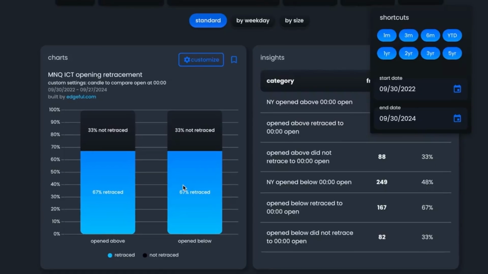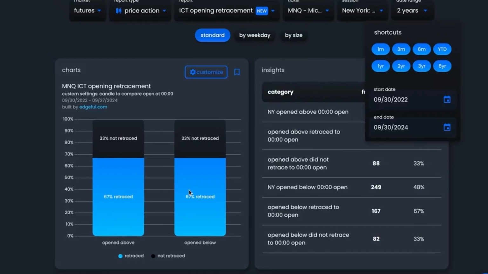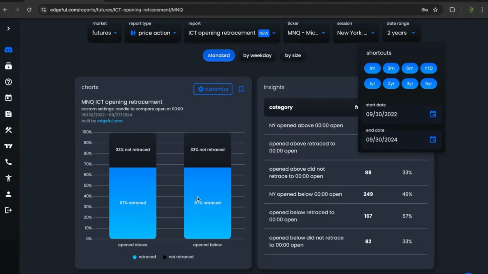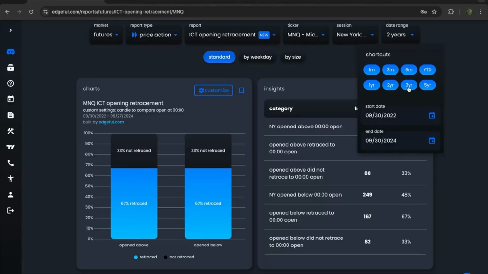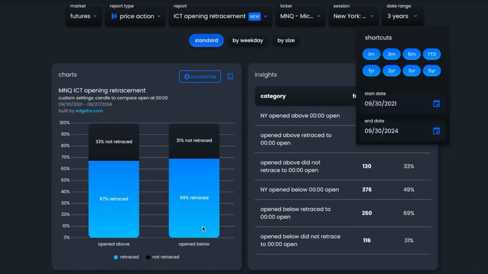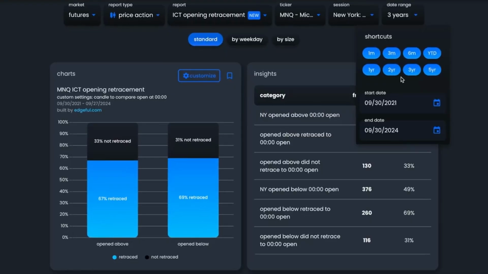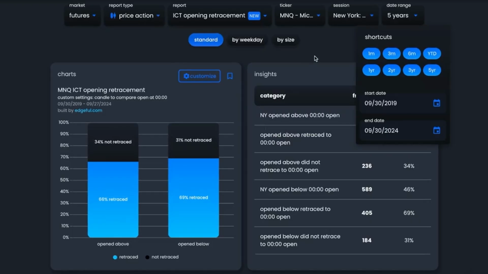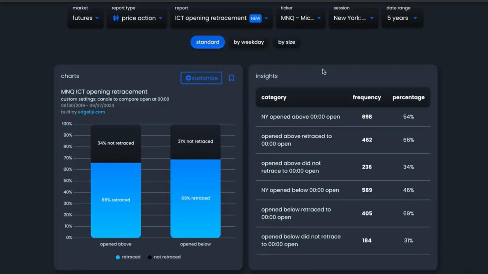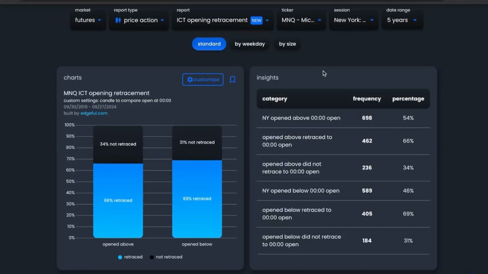And the power behind using this concept is that it is giving you a directional bias in the first couple hours of the New York session. That's really the power in utilizing this concept. Now again, 3-year, 67% of the time when opening above, 69% of the time when opening below, and all the way up to 5 years, 66 and 69 again. So this is really important to reference before we get into the charts because you need to know that these things are backed by data. That's how you can have the confidence you need to actually execute on your trading ideas.